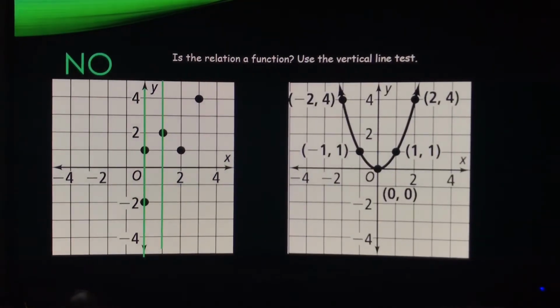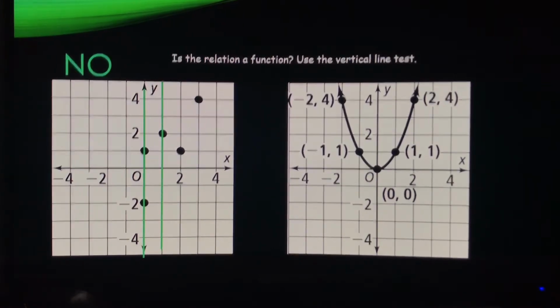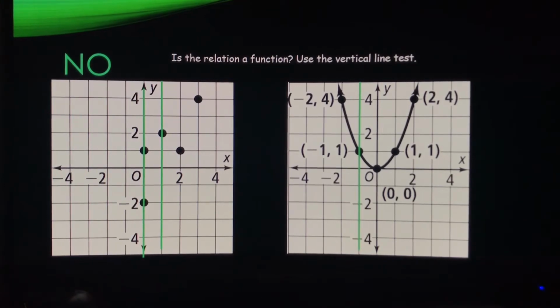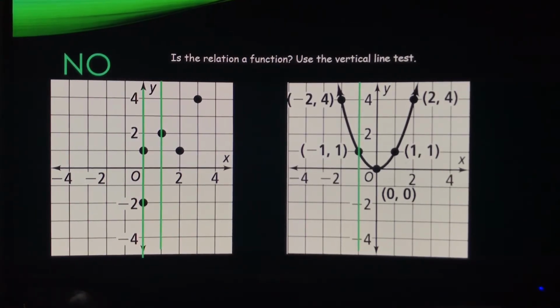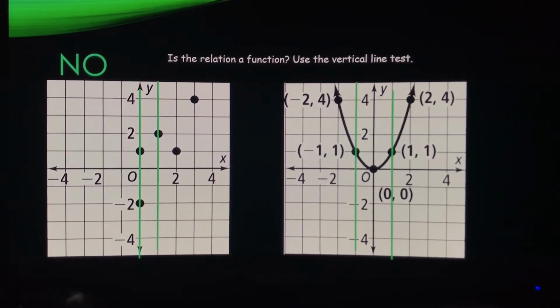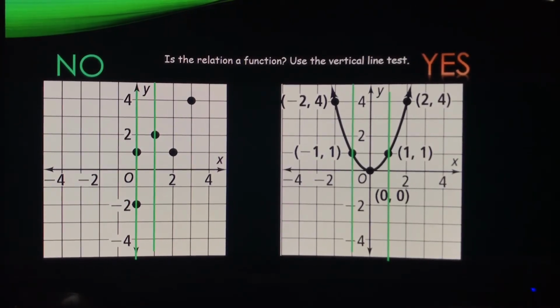Here I have my parabola, which we'll get to in more detail with quadratics. If I draw a vertical line, it's only touching that line in one place. I can draw another one somewhere else just to confirm. And again, it's only touching in one spot. So yes, it is in fact a function.